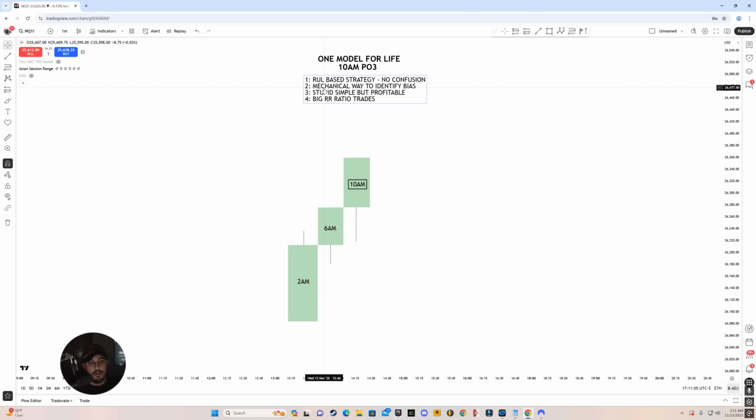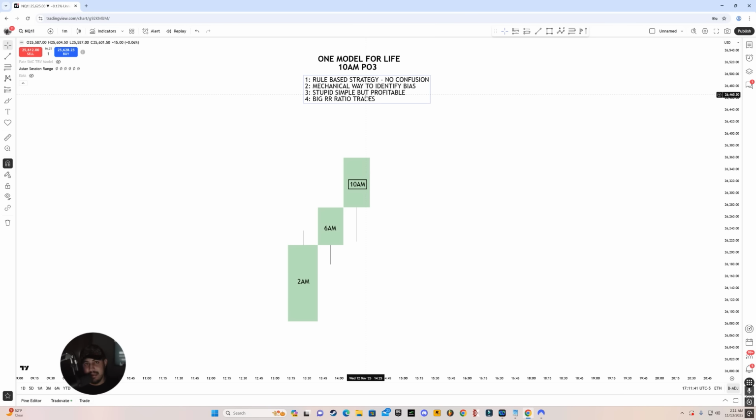All right. So this is a rule-based strategy. There are rules that you have to follow, and when you follow them, you're going to see trades playing out. So it is a rule-based strategy, no confusion whatsoever. I'm going to teach you a mechanical way to identify your bias. So again, you don't have to be confused. You don't have to worry that you have a wrong bias. I have a mechanical way that will help you identify your bias for the 10 a.m. candle, okay? And this strategy is stupid simple but profitable.